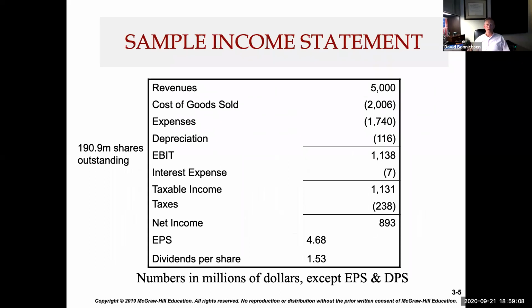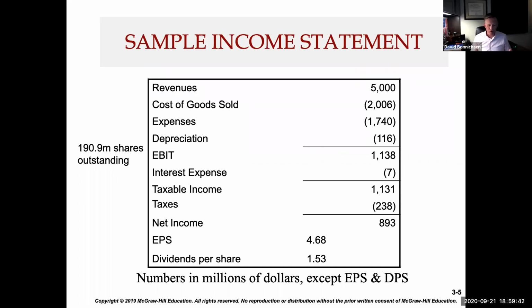Okay, income statement. All right, we've got revenues. We back out our cost of goods sold. We have expenses. We have depreciation. That gets us to EBIT. We have some interest expense that we pay to our creditors, which gets us to EBT, aka taxable income. We have taxes that are calculated based upon EBT, taxable income, and we get down to net income of $893 million. Fantastic, great. We did a good job. We've got money left over.